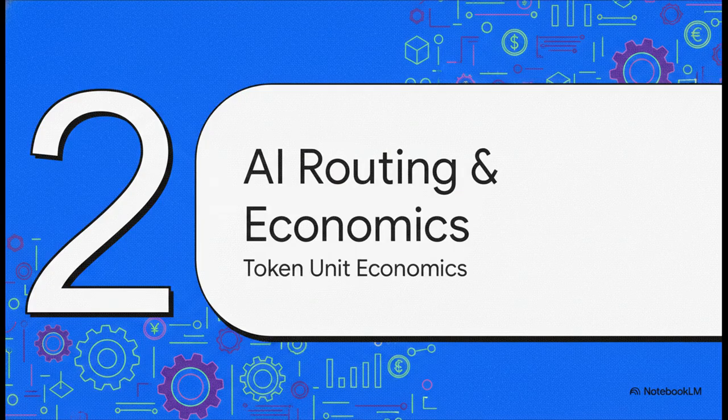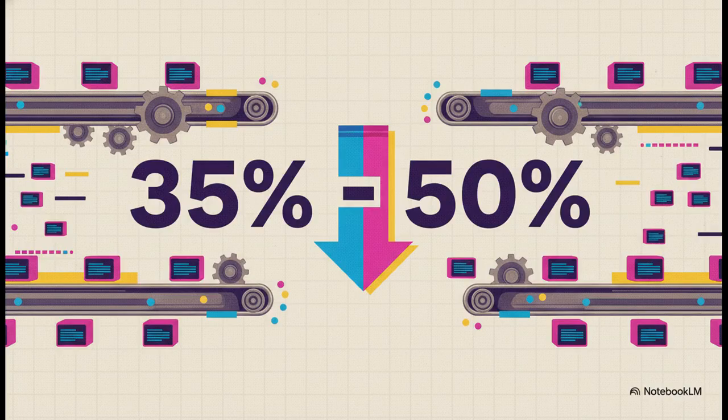Moving up the stack to Part 2. AI routing and token unit economics. Agent operating costs have been slashed by 35 to 50% across the board. This completely alters the fundamental unit economics of enterprise AI. It shifts the entire dynamic from a CapEx discussion to an OpEx discussion.